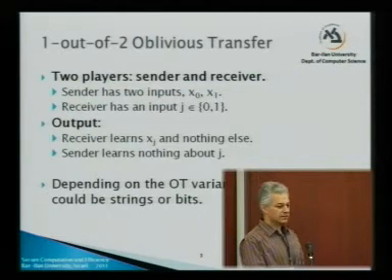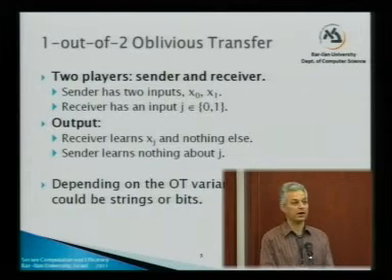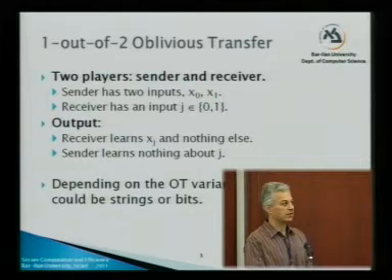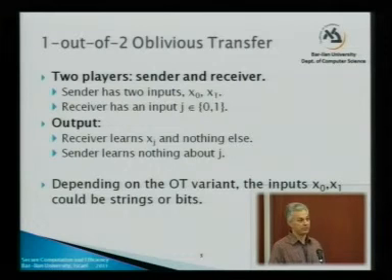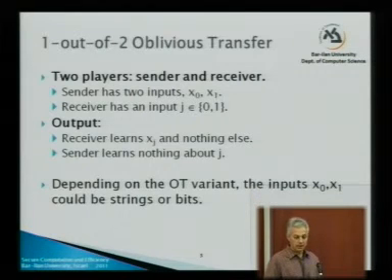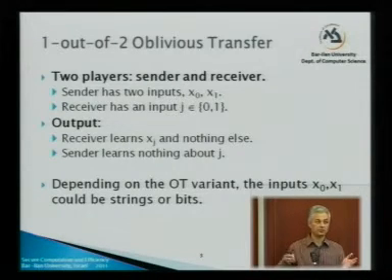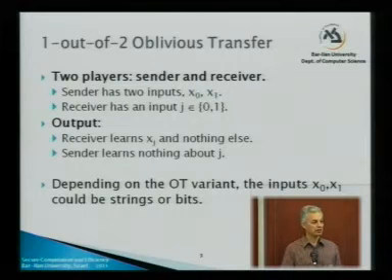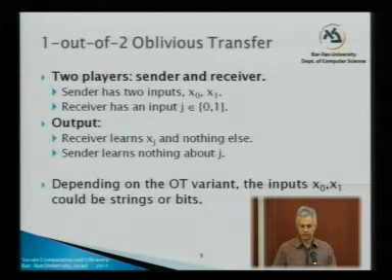So we're going to discuss one-out-of-two Oblivious Transfer, which was defined yesterday. We have two parties, a sender and a receiver. The sender has two inputs, say x0 and x1. The receiver has a single input bit, j, which is either 0 or 1. At the end of the protocol, the receiver should learn xj, that is x0 if j is 0 and x1 if j is 1, and the sender should learn nothing. The receiver should learn one of the x's, but nothing about the other x, and the sender should not learn which input the receiver asked to learn.